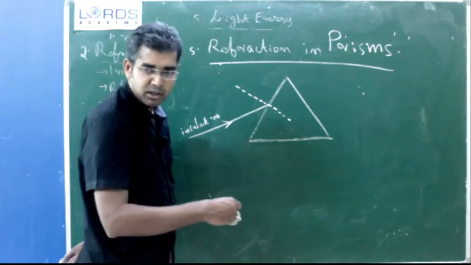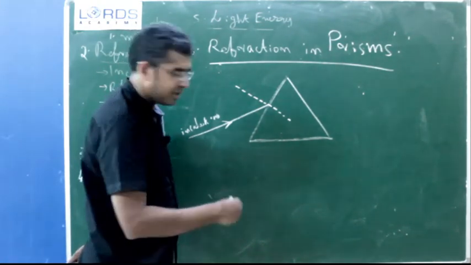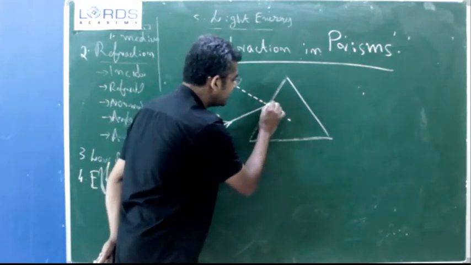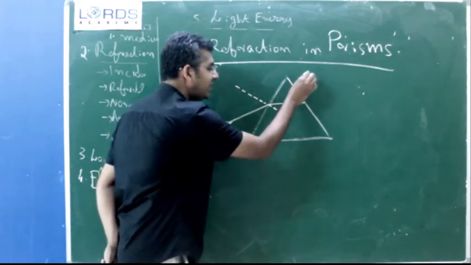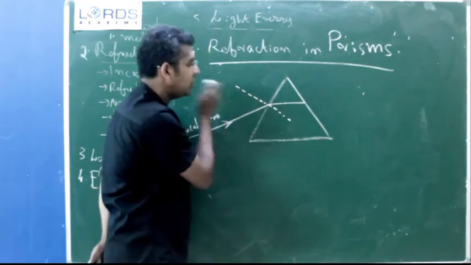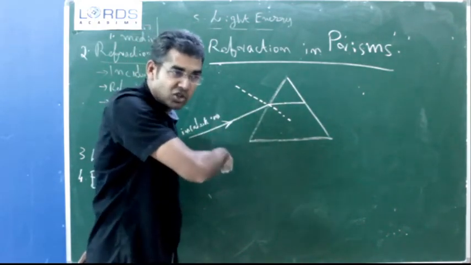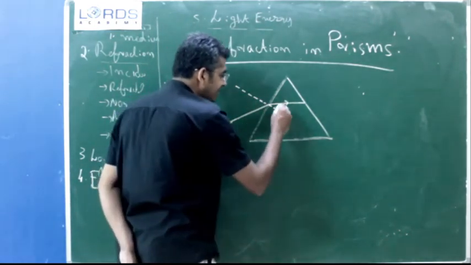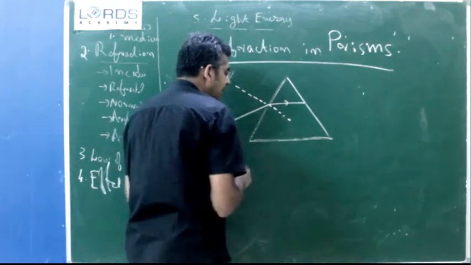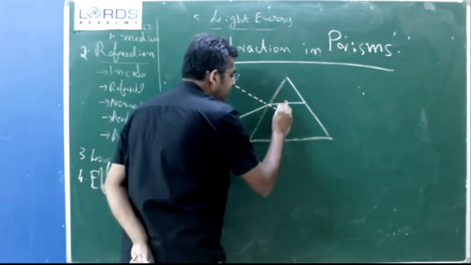Come close. Am I right? Yes. Because I have two glass, so it is bent down. Actually it is supposed to go this way, but it comes close to the normal because it is going from rarer to denser. So it became which ray? Name of this ray? Refracted ray.